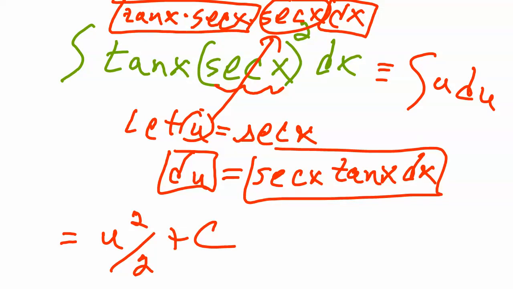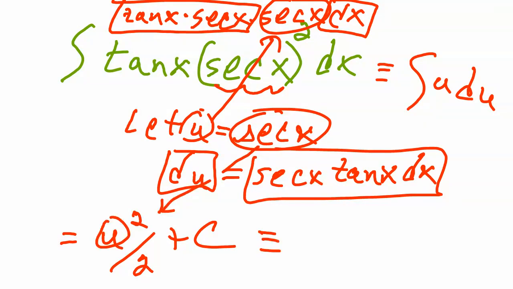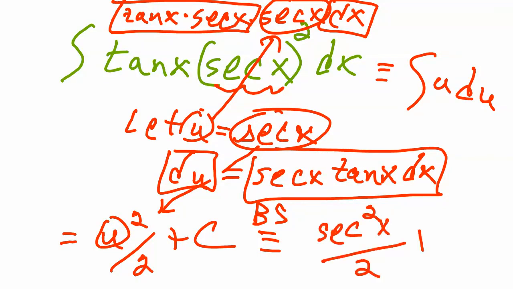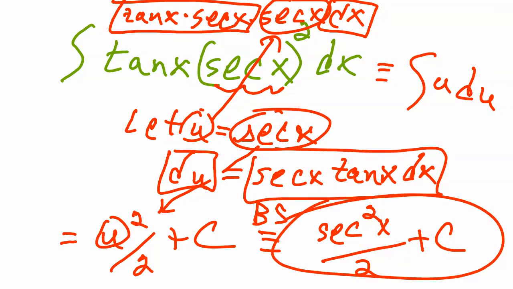But in this case, what's u? U is secant x. So if I back substitute that in here, then this ends up being secant squared x over 2 plus c. So if you notice with trig, there's some different identities that end up working out, but this is a different looking answer that is also correct. So if you got trig ones and the book's a little bit different, just make sure that your work was correct. This is an example where the same problem could have a couple of different answers.